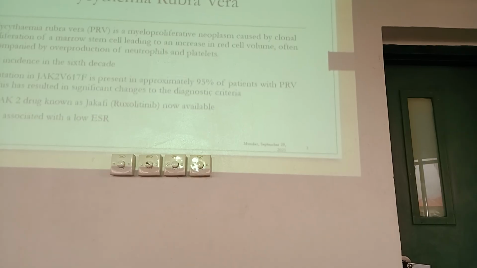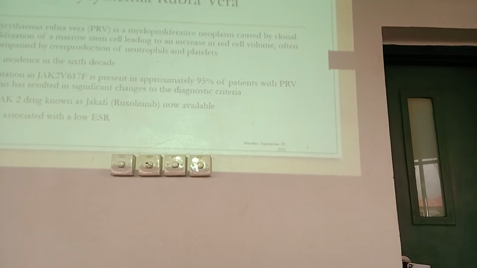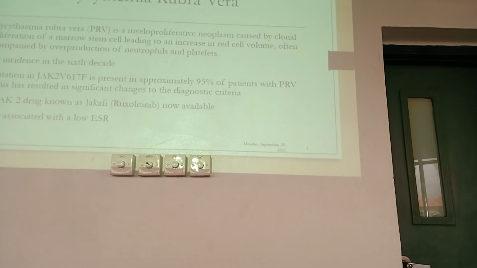Unlike the secondary, it's the primary that is known as polycythemia rubra vera because of the JAK2 mutation. Because the mutation has been identified, you now have an inhibitor, the JAK2 inhibitor. Although it's not affordable in low and middle income countries, it's called ruxolitinib, Jakafi, for patients that have been proven to have the JAK2 mutation.